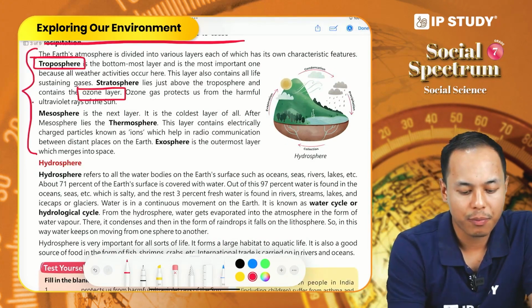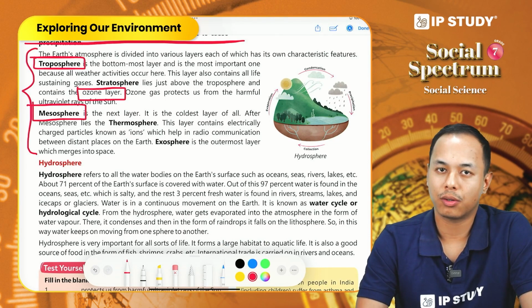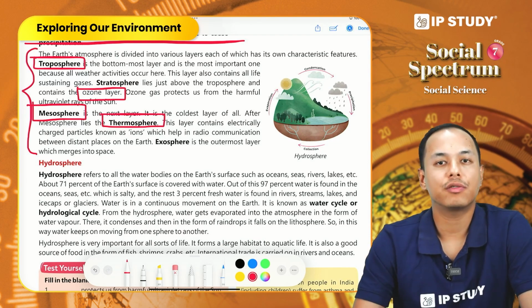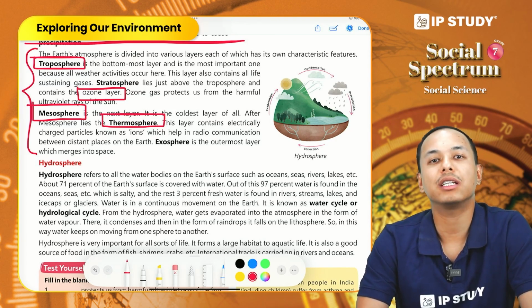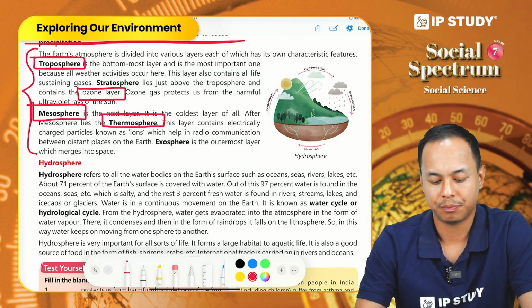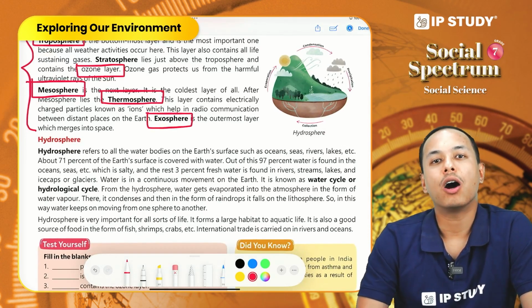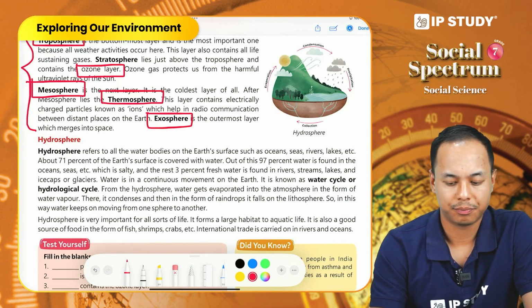After that, we have the mesosphere, and it is the coldest layer. Okay. After the mesosphere, there is the thermosphere, and the thermosphere is important because we can find the ionosphere over there, and the ionosphere plays an important role in radio communication or wireless communication. And lastly, exosphere. Exosphere is the uppermost or the last layer and it merges with space.